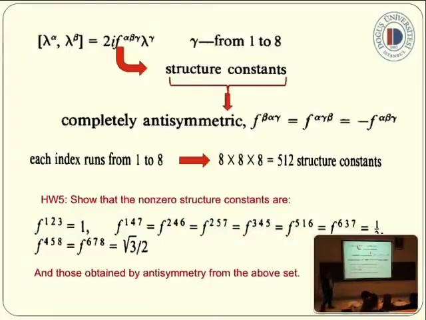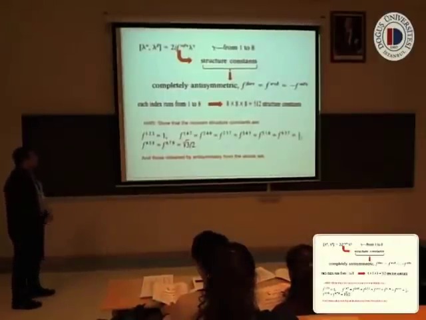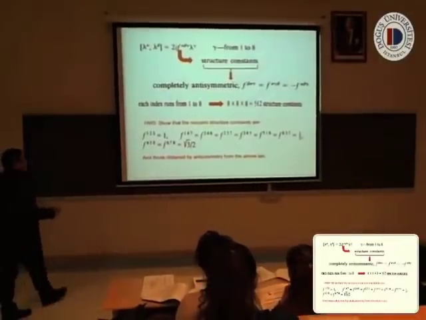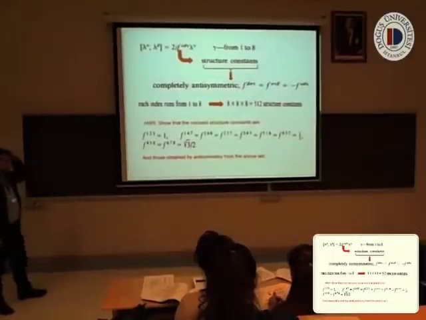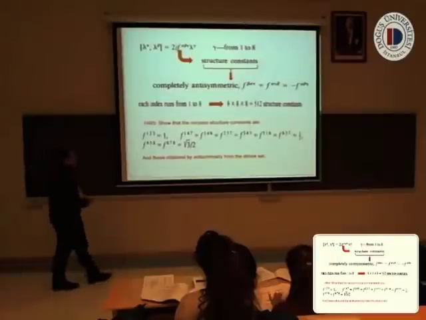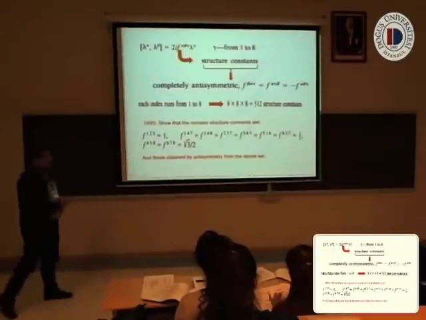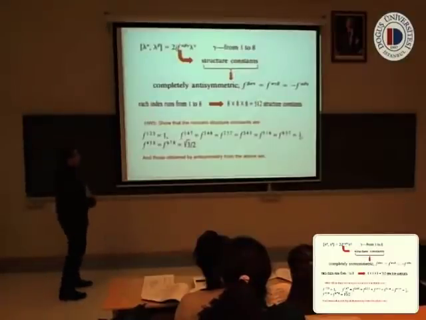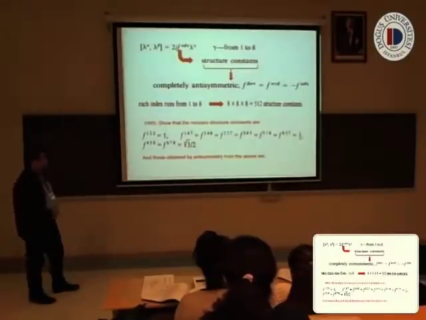So let's look at the algebra of the Gell-Mann matrices here. You may try for yourself the commutation of two Gell-Mann matrices. It can be written in terms of another Gell-Mann matrix. Here gamma runs from 1 to 8, and this is the structure constant, f alpha beta gamma. And these structure constants are completely anti-symmetric. So if you exchange alpha, for example, with beta, there will appear one more minus sign. And each index runs from 1 to 8.